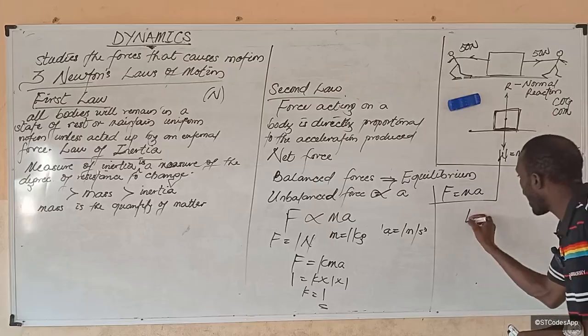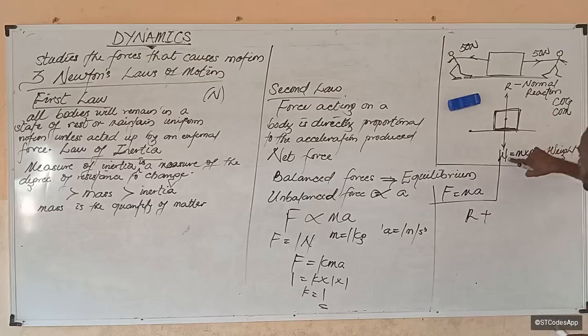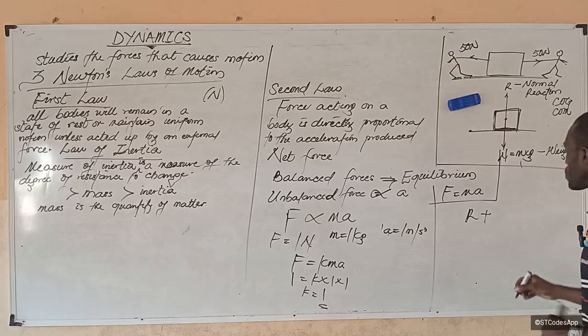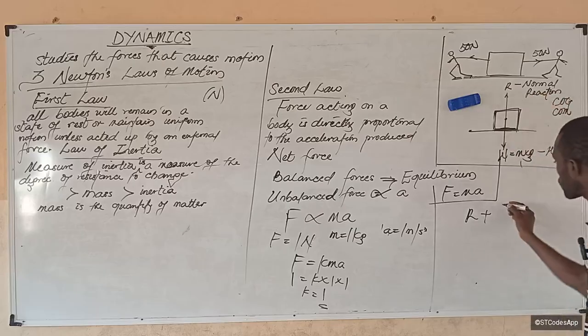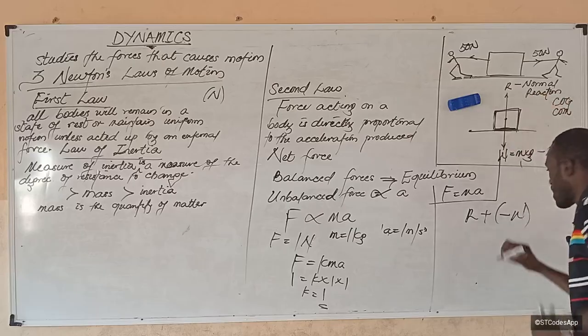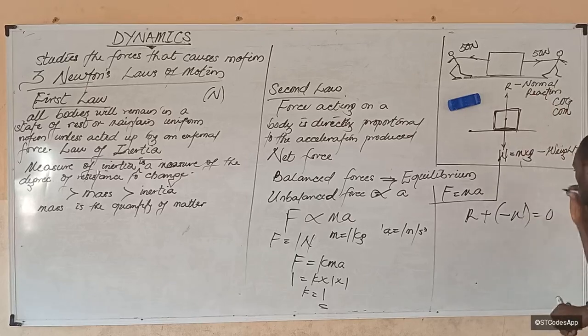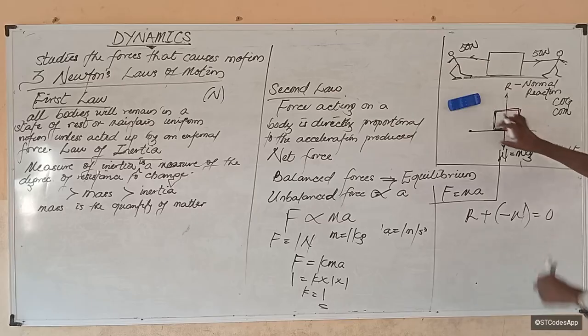So if I take R plus, if I want to add it with weight, I cannot just say plus W, because W here is in another direction, so that will be negative W. Now what happens is that it becomes 0. Okay, so that's why this body is not moving.